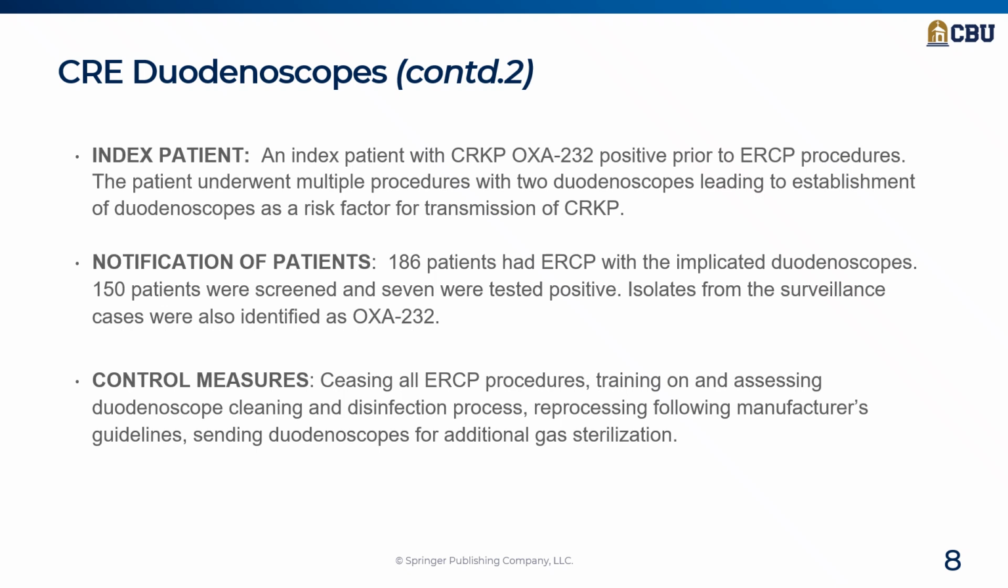Investigators identified an index patient who was CRKP OXA 232 positive before undergoing ERCP in October of 2014. This patient had multiple procedures using 2 specific duodenoscopes, scopes 1 and 2, which were later established as a key risk factor for transmission. In total, 186 patients underwent ERCP with those scopes during the exposure window.